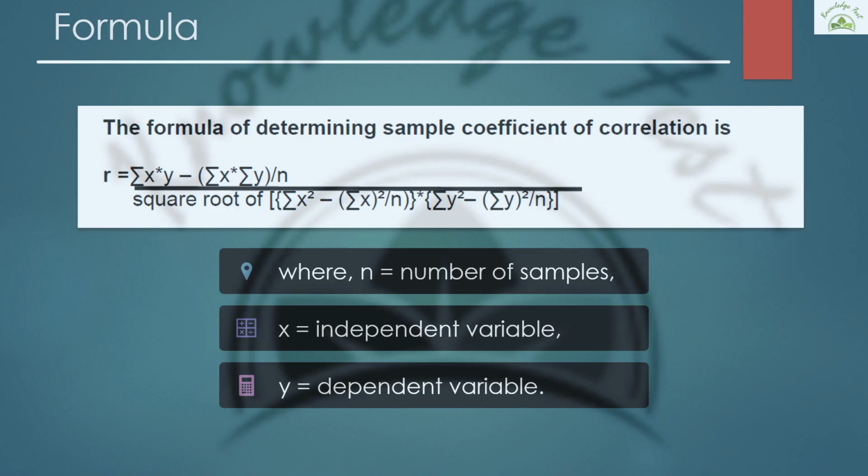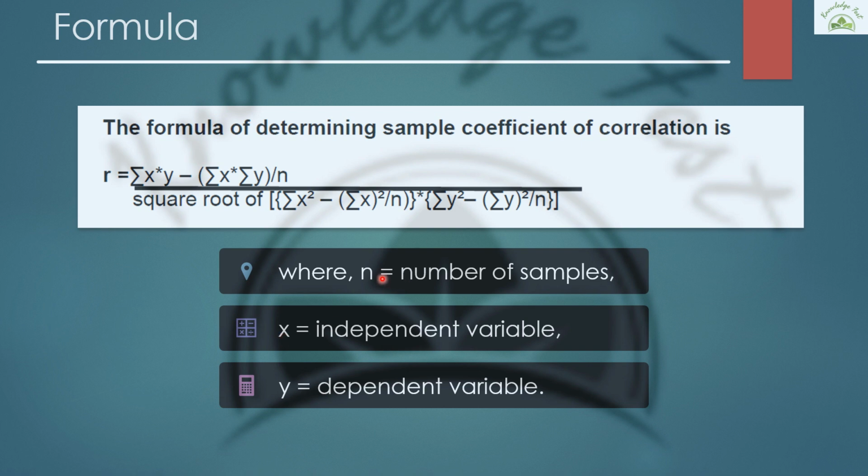Okay, on the screen you can see the formula for determining the sample coefficient of correlation, which is r. Here n is the number of samples, the number of x values or y values taken into consideration, and x is the independent variable. What does it mean? It means that the values of x are known to us, and y is the dependent variable, right? So the y value has to be predicted, determined based on the values of x.